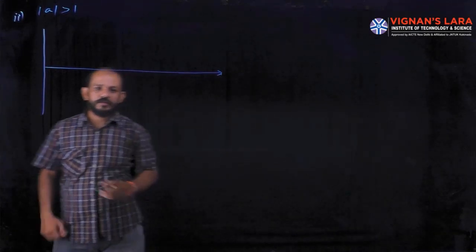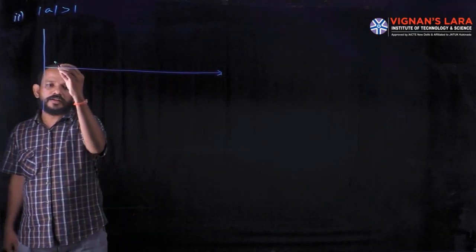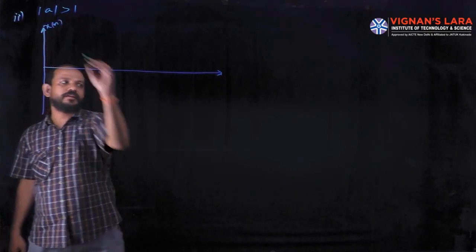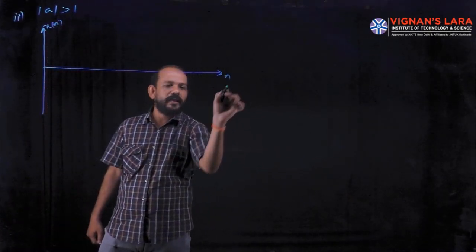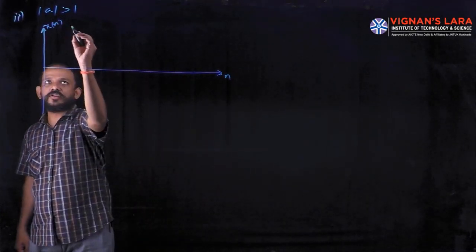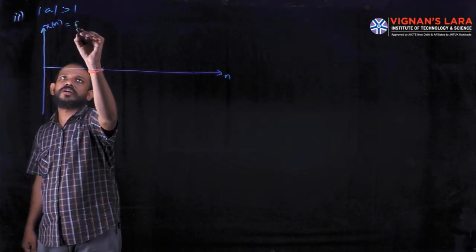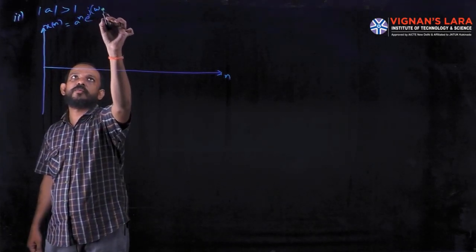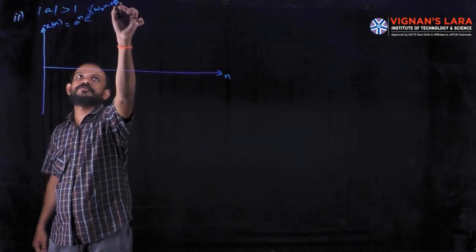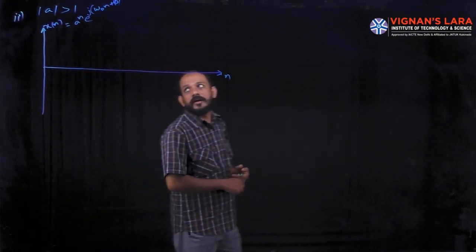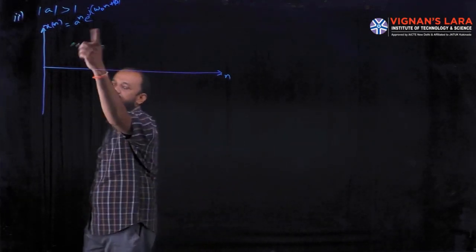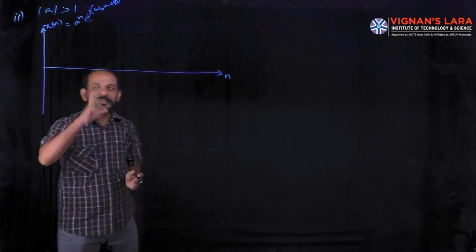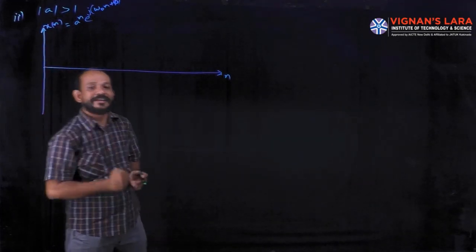Now here, this is x of n and this is n. x of n equal to a power n into e power j omega naught n plus phi. That is the value of x of n. Now I have to draw this waveform, I have to draw the sequence. How will the sequence be for mod a greater than 1?